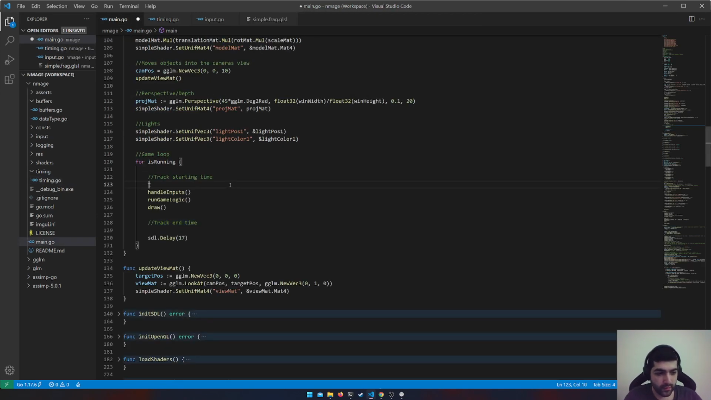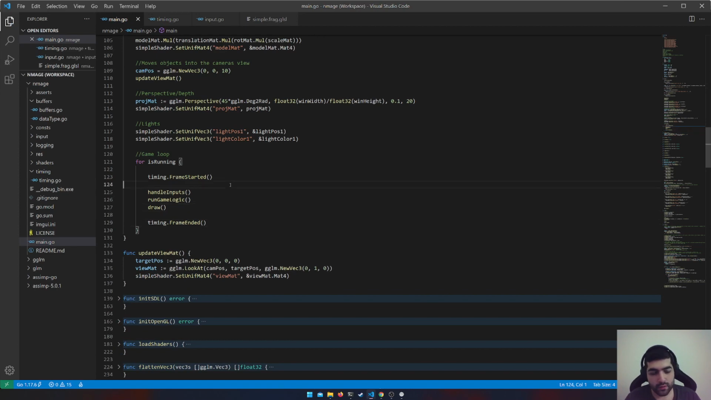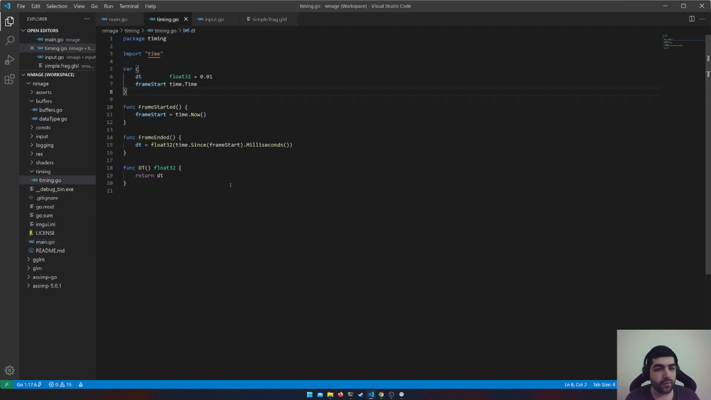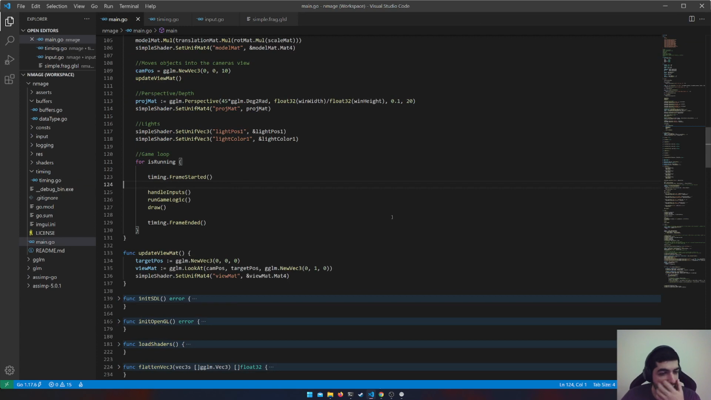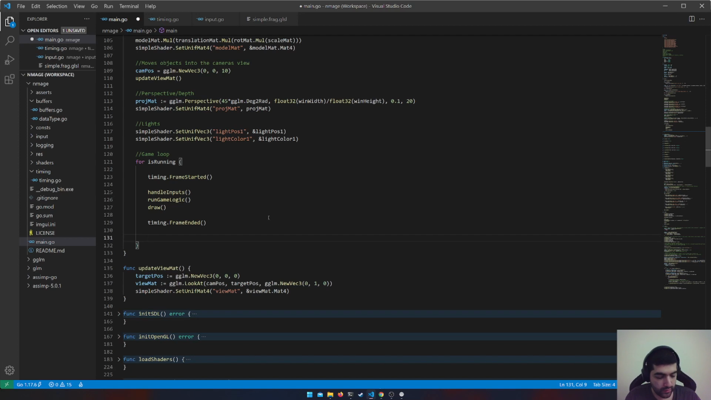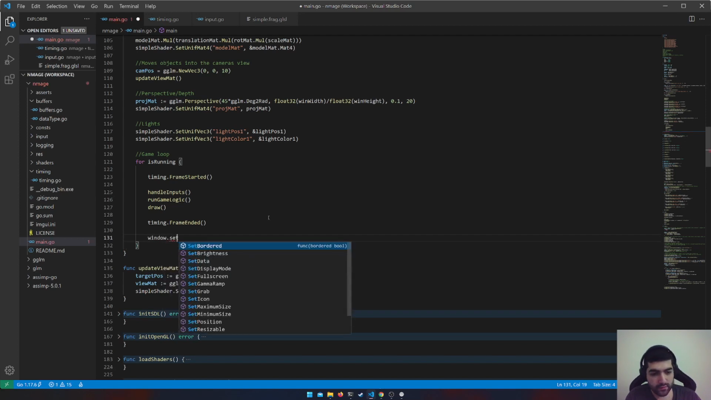So in here we can call it as usual. Okay, it takes a bit. This code is kind of slow. Now, here we fire frame started, and here we can do frame ended. We don't need delay anymore. Well, we didn't need it before as well. One thing we can do now is, every frame, we can set the title.